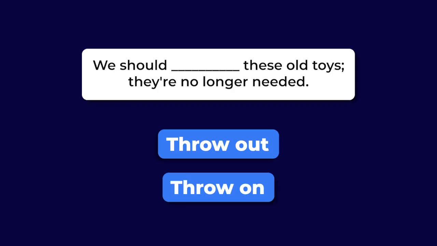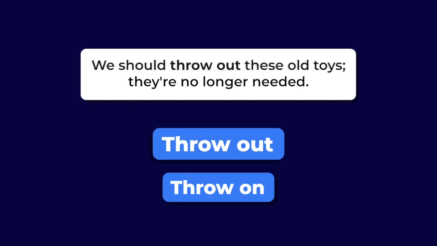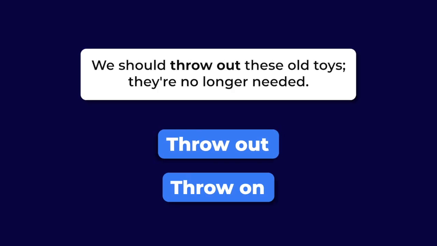The correct answer for this sentence is we should throw out these old toys. If you don't need something, you can throw it out. That means you put it in the garbage. Now, I would recommend donating old toys or finding someone else that can actually use them unless they're broken or damaged. But in this sentence, we say throw out.